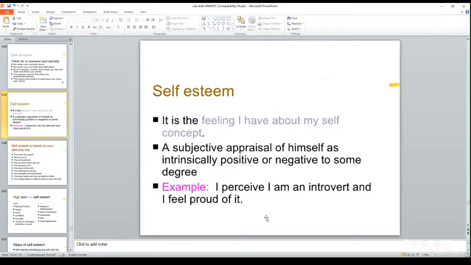Okay. So when you talk about self-esteem, we evaluate ourselves. We decide about ourselves. That means how do you perceive yourself? A person might say, I'm an introvert and I feel proud of it. The other person might say, I'm an extrovert and I feel proud about it. All these are part of self-esteem. Self-esteem is important because the moment you have less self-esteem, you will have a problem for management. So better you should always have a realistic high self-esteem.